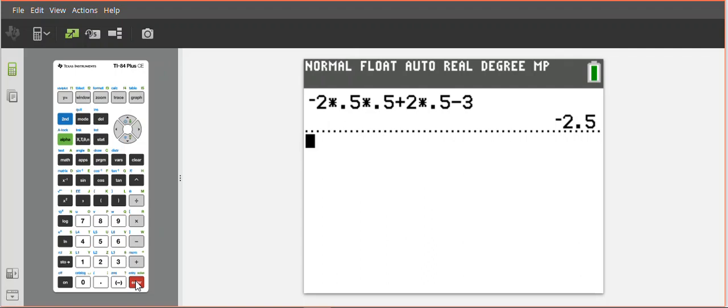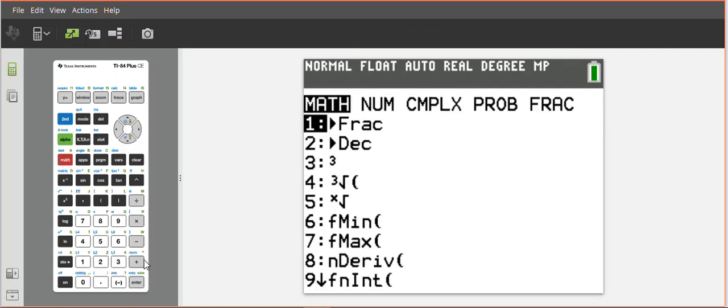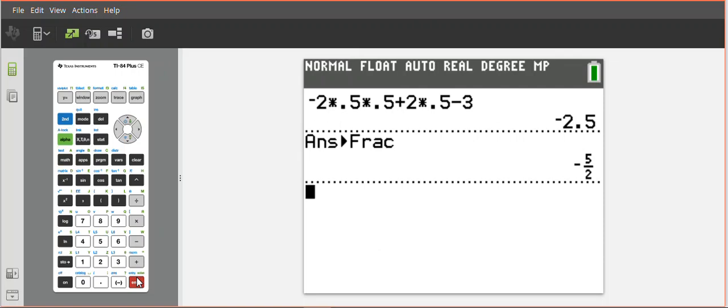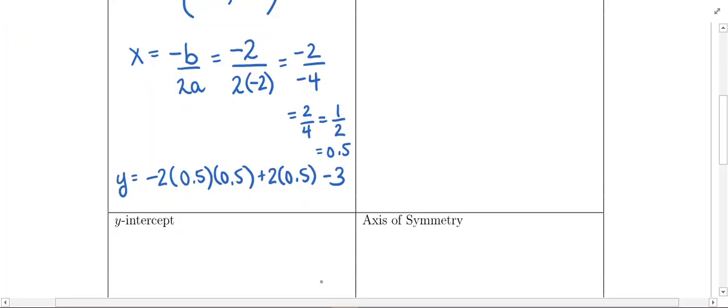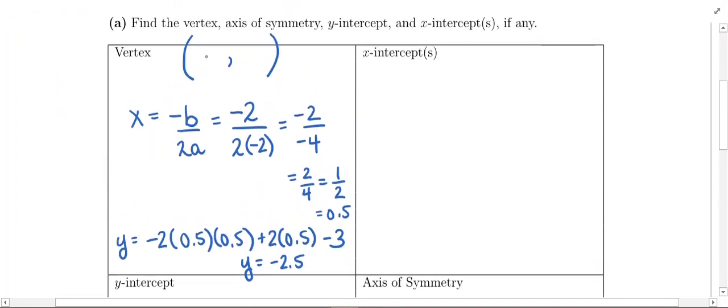It's just negative 2.5. If you want to change it into a fraction, you can, but remember, we're going to have to graph the vertex. It's a lot easier to understand negative 2.5 than it is negative 5/2. It's a lot easier to find on the graph if you're dealing with the decimal version. So I'm just going to go back to my notes and write down the decimal version. The y value here is going to be negative 2.5. So your vertex here, the x coordinate is going to be 0.5 and the y coordinate is going to be negative 2.5.